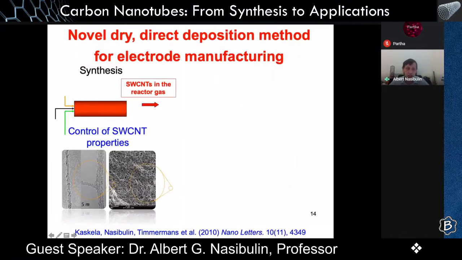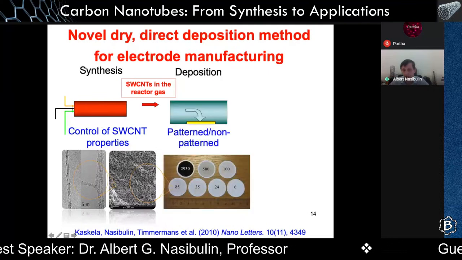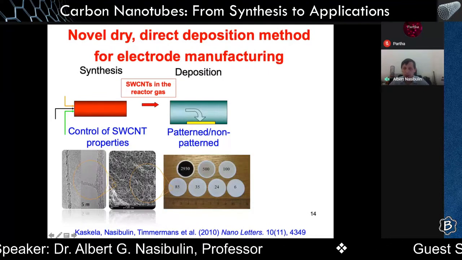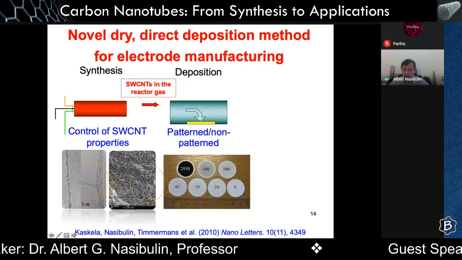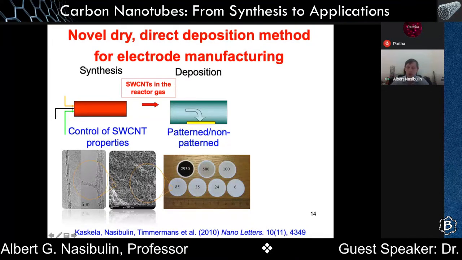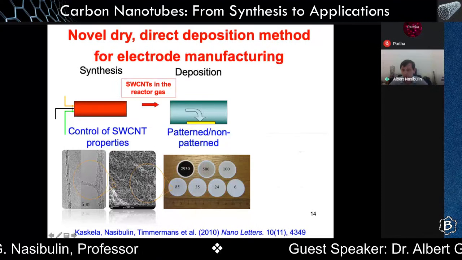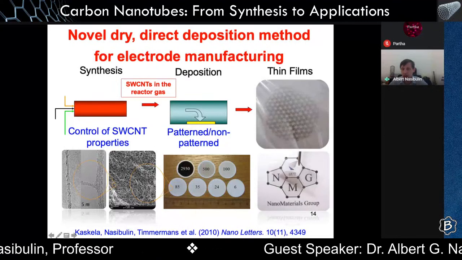So this is a reactor. We introduce the needed species. At the outlet, it goes through the filter. Depending on the collection time, we see carbon nanotube films of different thickness. The numbers here, in nanometers, show the thickness of the carbon nanotubes. And from this film, we can transfer it to practically any other substrate.